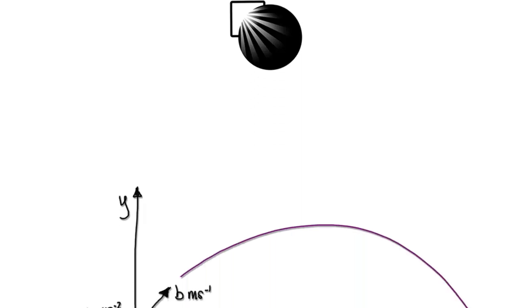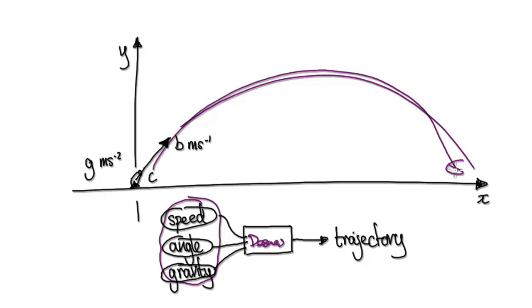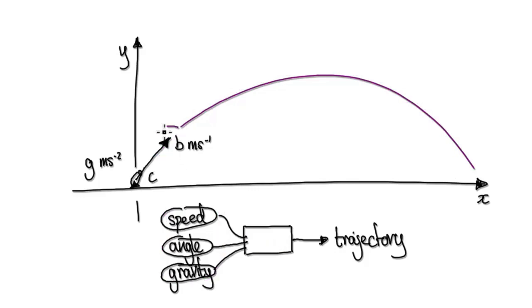In this video we're going to use vectors to model a projectile in Desmos. So let's say we're firing a cannonball at a speed of b meters per second at an angle of c in radians, and gravity on your planet is g meters per second squared. So we know these three, and our job is to use Desmos to model the path of this cannonball. That's our aim.